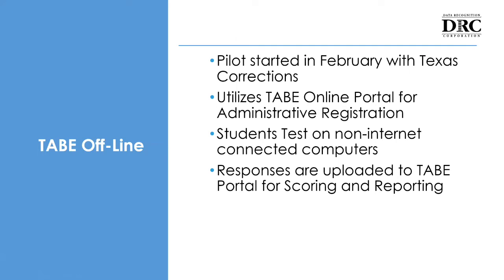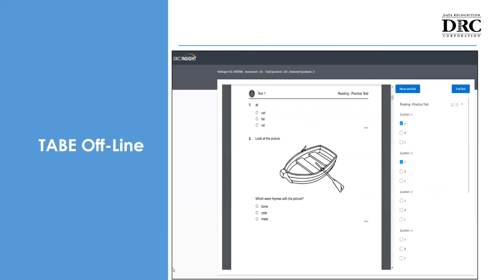the 97 sites in Texas. The difference with TABE offline is that it is a digital version of the paper test booklet. So it looks a little bit different from the student's perspective than TABE online. They see a digital version of the test booklet and they see an active answer sheet. This offline model is driven through a laptop from the administrator. The administrator is connected to the internet in an administrative area initially to set up the offline on their laptop, and then they can go offline, whether it's in a correctional setting, or in a rural area that doesn't have a strong internet connection, and then they can register students offline.